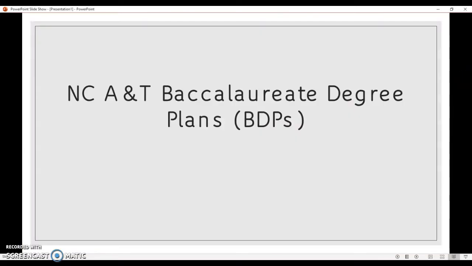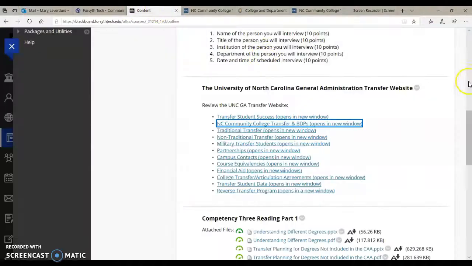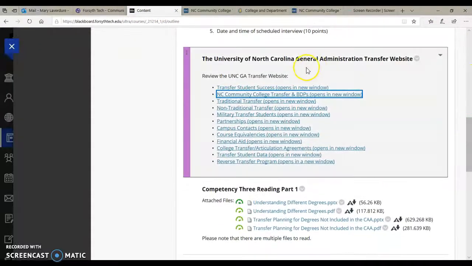We're going to talk about baccalaureate degree plans at North Carolina A&T, and it's one of the schools that is part of the CAA. All of you, I'm sure, have seen your link on Blackboard to this particular window.